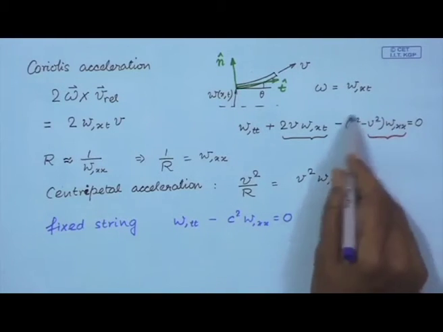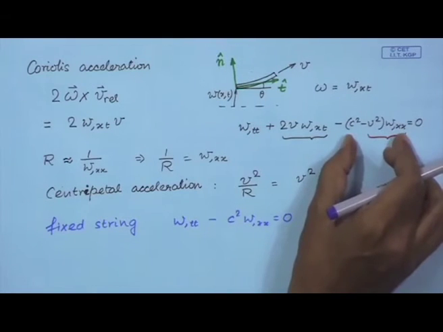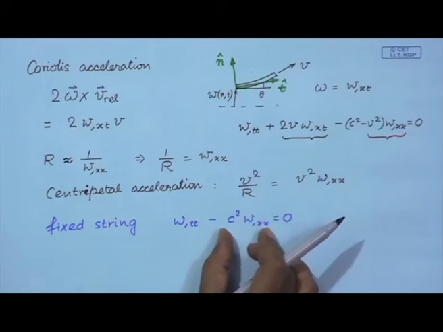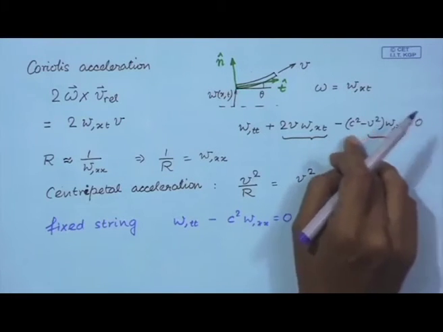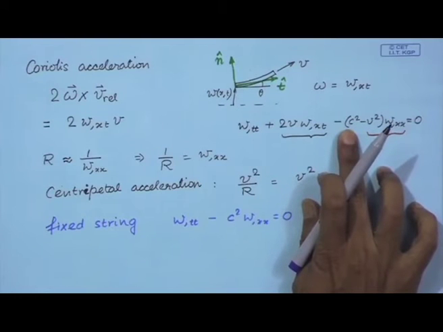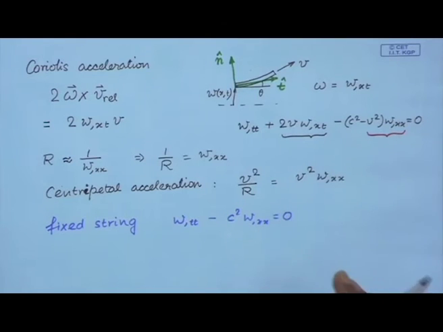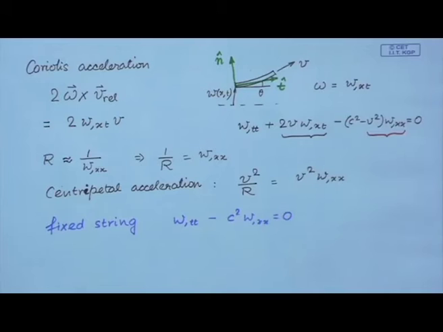In that case, this term drops out, and remember, this term was responsible for the stiffness of the string. So, the double space derivative is responsible for the stiffness of the string. So, when the velocity equals c, which is the speed of transverse waves in the string, then the string loses stiffness. This is an unusual behavior that we see in a translating string.